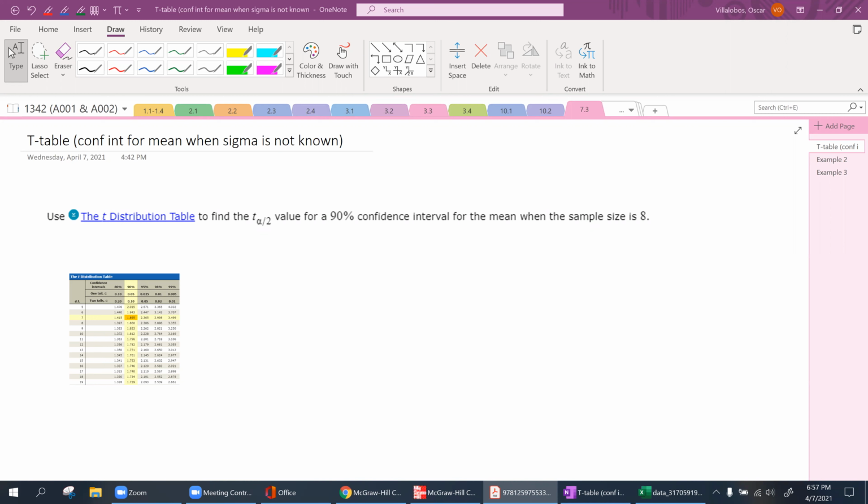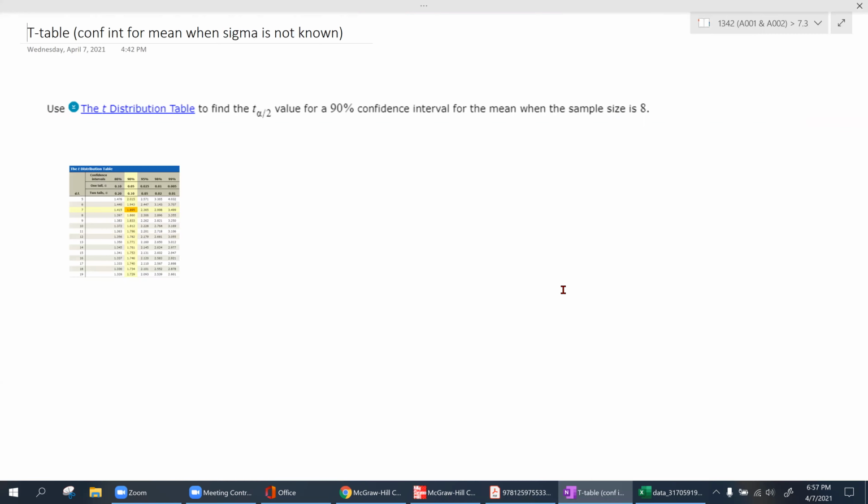So we need to find the t-value for alpha over 2 for the 90% confidence interval. This is going to be a little simpler than the previous test. In the previous test, we were turning that percentage into a decimal and subtracting things to get alpha over 2. Here, it's pretty straightforward.